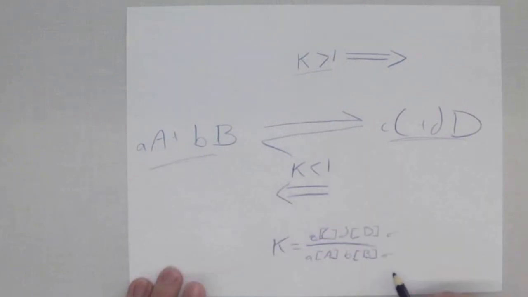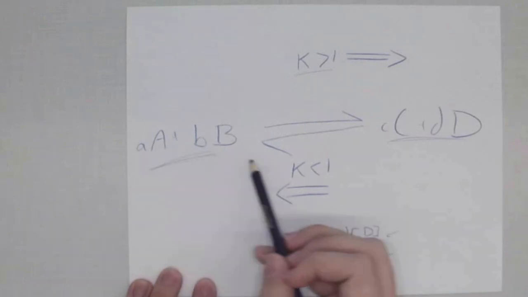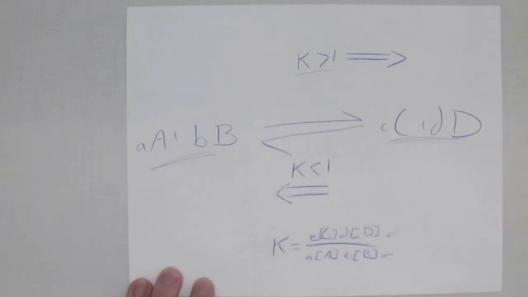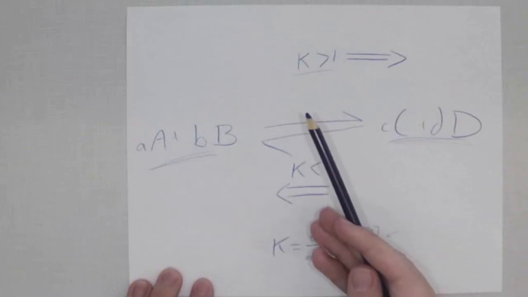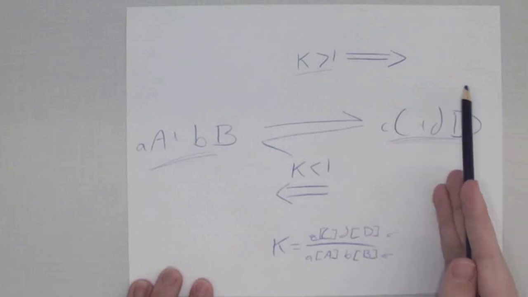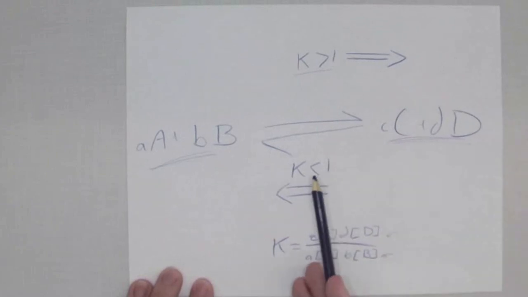On the other hand, when K is less than 1, we have more of the reactant than we do of the product. Now, we'll often call this pushing the reaction to the right or to the left, meaning that the reaction is either pushed towards the right side of our equation, being the products, or the left side, being the reactants.